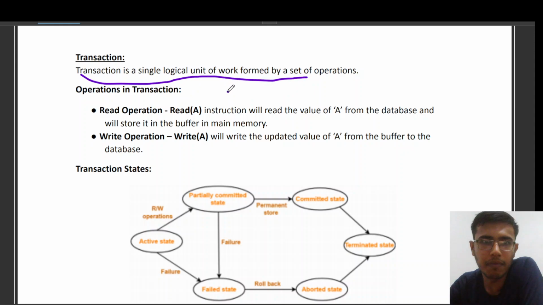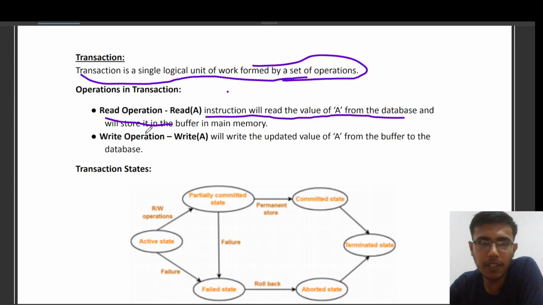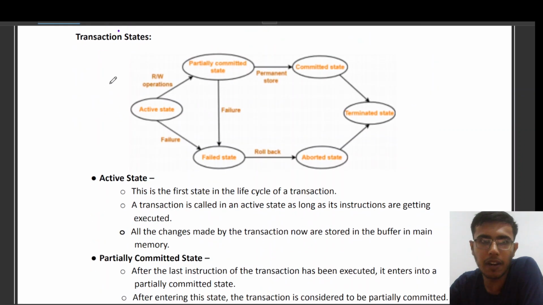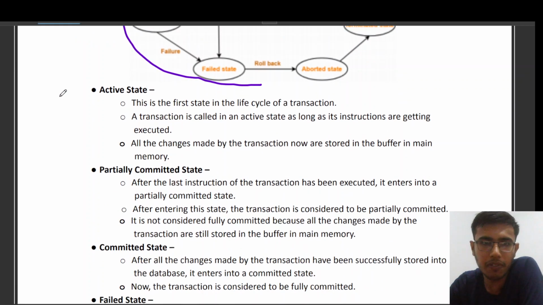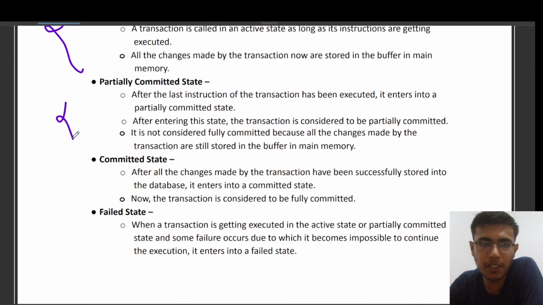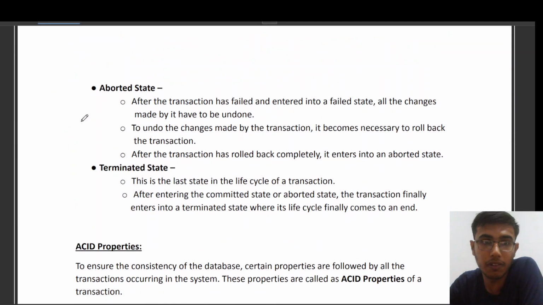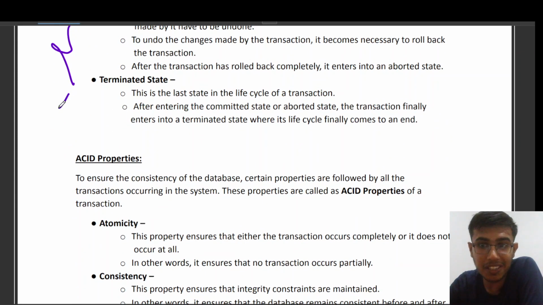Transaction is a single logical unit of work formed by a set of operations. A transaction has read and write operations. A read instruction reads from the database and stores in buffer memory. A write operation updates the value. Transaction states: active state, partial state, commit state, failed state, aborted state, and terminated state.